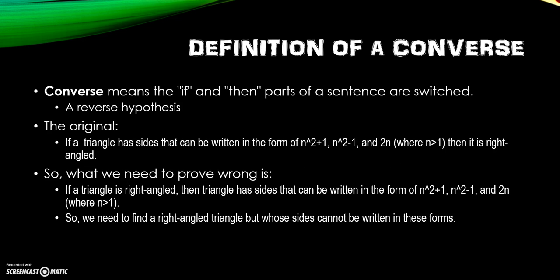Converse means the if and then parts of a sentence are switched. It is a reversed hypothesis. The original states if a triangle has sides that can be written in the form of n squared plus 1, n squared minus 1, and 2n where n is greater than 1, then it is right-angled. So, what we need to prove wrong is, if a triangle is right-angled, then the triangle has sides that can be written in the form of n squared plus 1, n squared minus 1, and 2n where n is greater than 1. So, we need to find a right-angled triangle, but whose sides cannot be written in these forms.